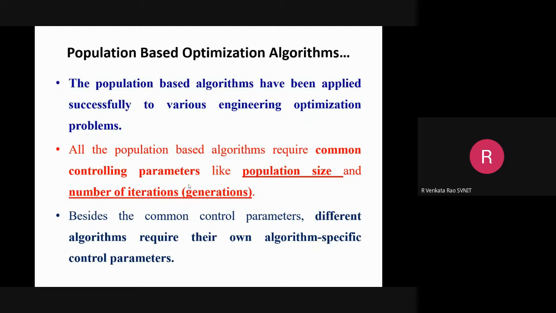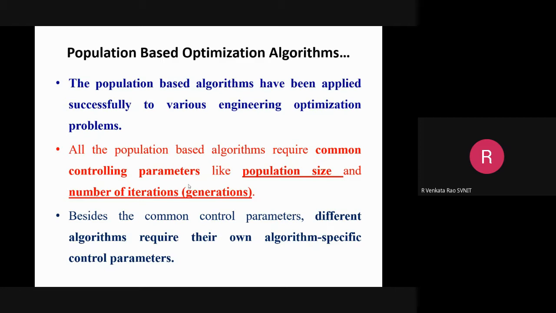All the population-based algorithms require common controlling parameters like population size and number of iterations. That means with how many initial solutions you start, that is called population size. Number of iterations means after how many iterations you will stop running the program. These two are required for any optimization algorithm. It may be genetic algorithm or PSO algorithm or ABC algorithm or TLBO algorithm. These are required, so these are called common parameters. Common parameters means any population-based algorithm requires population size and number of iterations.